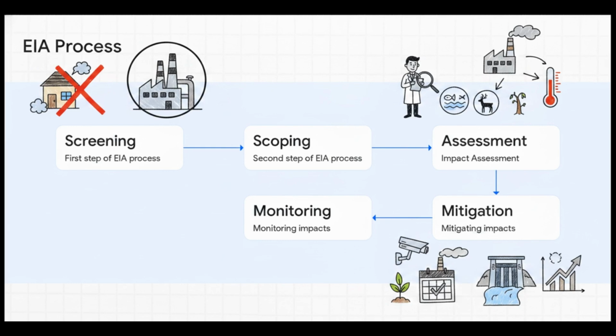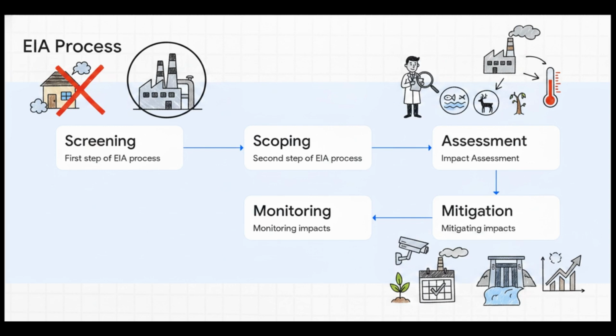First up, we have screening. This is the initial vetting, essentially asking the basic question, does this project even need a full EIA? A local bakery opening up on Main Street? Probably not. But a massive new oil refinery? Absolutely, for sure, because of the sheer scale of potential emissions and local habitat disruption.